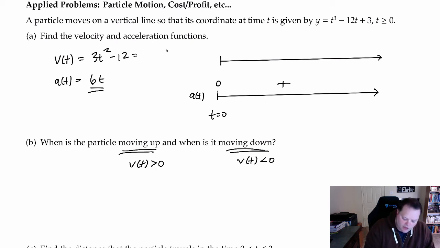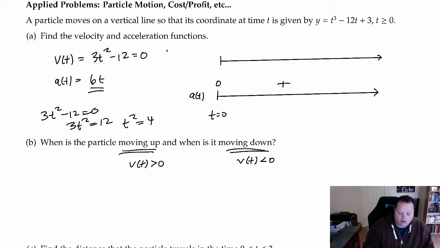It's 3t squared minus 12, which would be equal to 0. If you look here, 3t squared minus 12 equals 0 when t squared is equal to 4. And so that would mean t is plus or minus 2. Those are times where the velocity is 0. We're once again only interested in this for positive times, so only t equal to 2 matters here. So I'll just say this is t equal to 2.